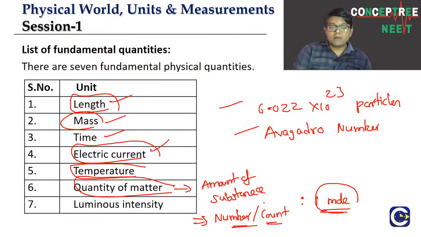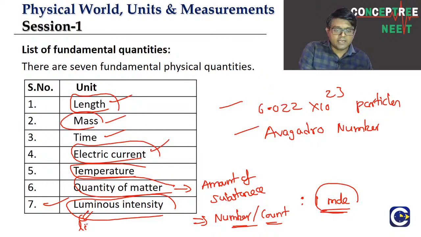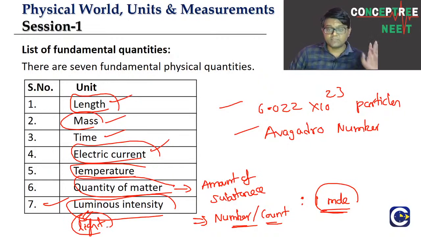So mass is different, quantity of matter is different. For quantity of matter, we talk in terms of the number or count of particles. Then there is a seventh one, which we don't use much in our entire +1 +2 syllabus, and we will not cover it. The luminous intensity. Luminous means light related, so luminous intensity is about the intensity of the light.